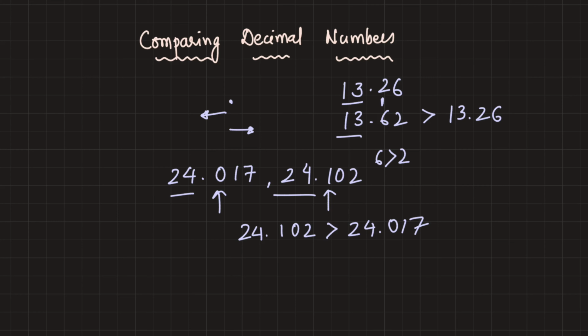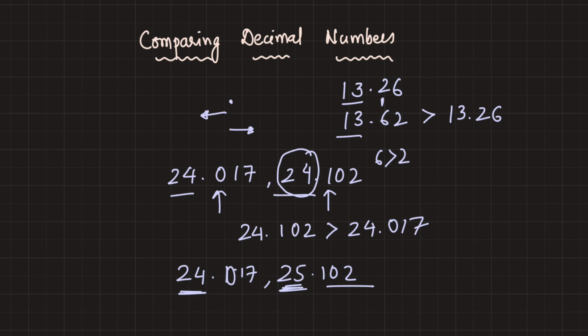Now what if this was say 25.012? Say if we are comparing 24.017 with 25.012, 25 is already greater than 24, the whole number part. So this is simply greater than 24.017. So only when the whole number part is the same, we start comparing from the right of the decimal point, one digit at a time.